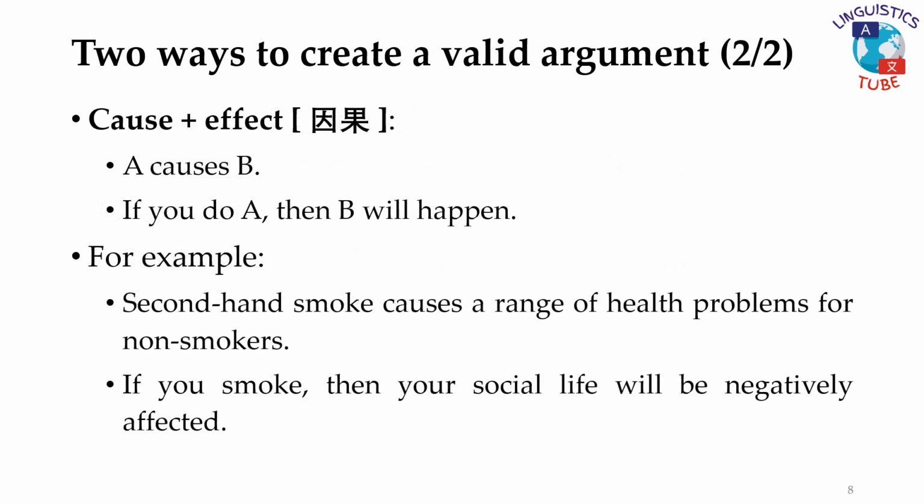The second structure that I recommend is to create an argument using cause and effect. There are 2 ways to say it. Either A causes B, or if you do A, then B will happen. Remember that these arguments are explaining why smoking should be banned in public. Here are 2 examples. Second-hand smoke causes a range of health problems for non-smokers. And if you smoke, then your social life will be negatively affected.